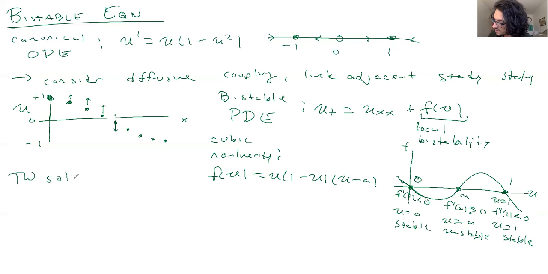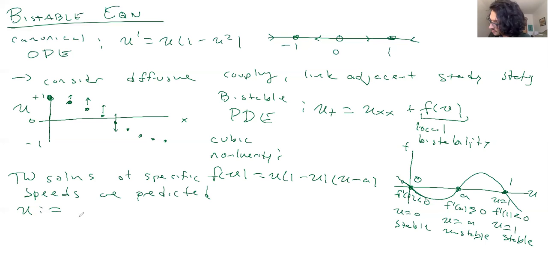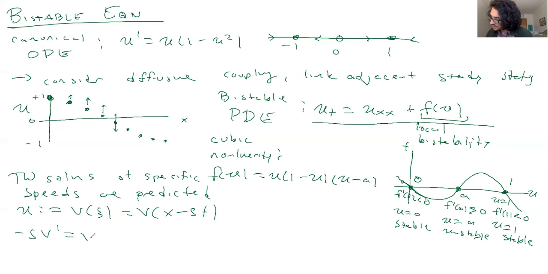All right, so what are we going to do? Well, you'll forgive me, I'll skip the preliminaries and just say that we're going to assume traveling wave solutions, okay, of specific speeds are predicted for this model, okay? So I'm going to set u equal to v of xi, where xi is equal to x minus st, okay? And so if we plug that into our PDE here, we're going to get minus s v prime is equal to v prime prime plus f of v.